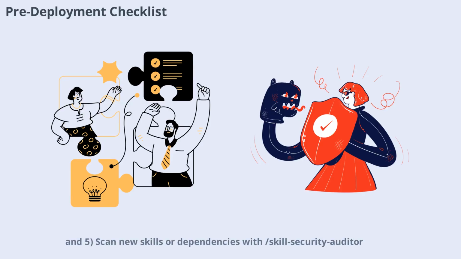And 5. Scan new skills or dependencies with Skill Security Auditor. This rigorous process ensures your code is production-ready, even when you can't test in the target environment.